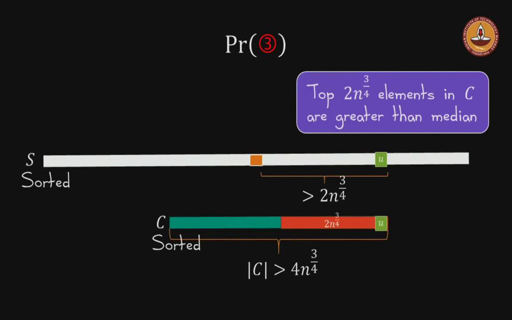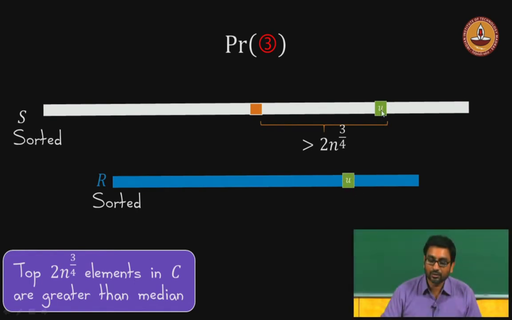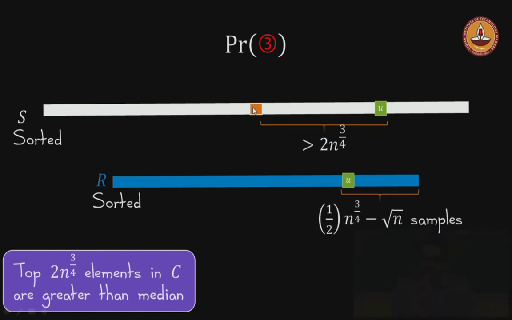Okay. So, now for this to have occurred, actually the problem started way back when we sampled in R. So, that is why we are going back to R. So, this is our u over here in R, this is the original sample, and somehow this u is, where is it falling in the sorted set R? It is falling at some position greater than 2 n to the 3/4 away from the median element. Okay. How would that happen?